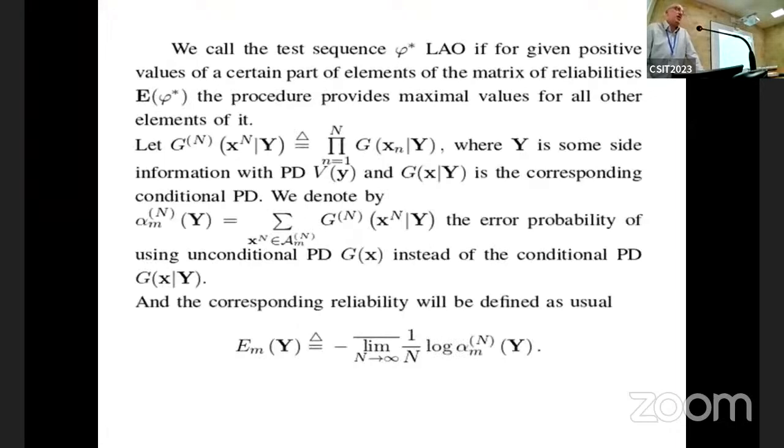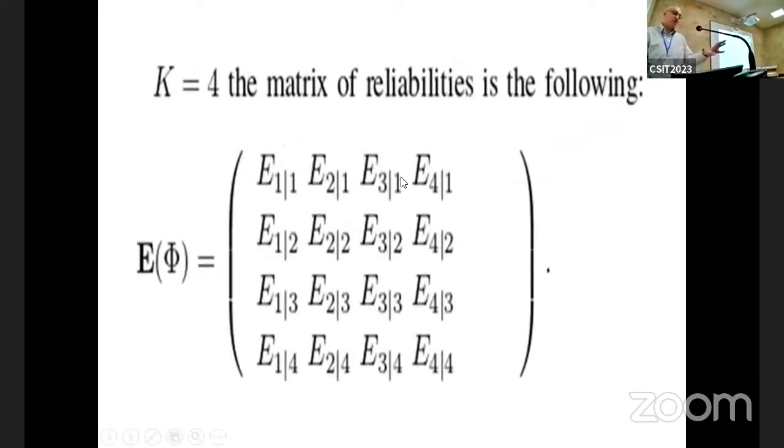And now we have to use the logarithmically asymptotically optimal test, in brief, LAO. What does LAO mean? If for this matrix we have reliabilities, for example, we can give 3 elements of this matrix which satisfy some conditions, and the procedure will provide the maximal value for the other reliabilities.